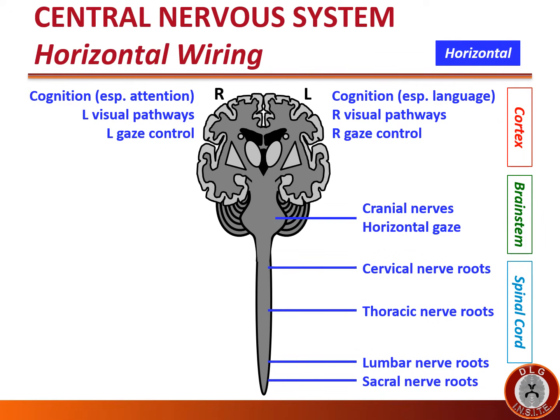In the cerebral cortex, the cognitive functions, attention on the right and language on the left, the visual pathways on either side, and gaze control, control of the direction that you're looking in, is all up in the cerebrum. In the brainstem, you have cranial nerves and horizontal gaze control that are horizontal wires, as it were. In the cervical spinal cord, you have cervical nerve roots. Then more caudally, thoracic nerve roots, then more caudally lumbar nerve roots, and then sacral nerve roots.